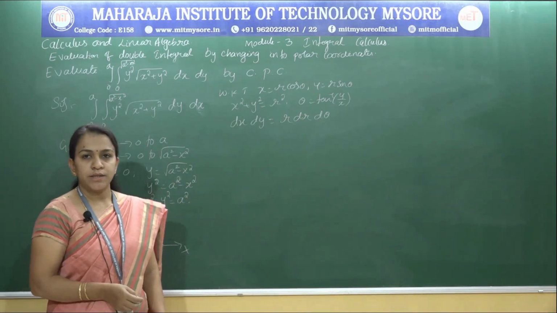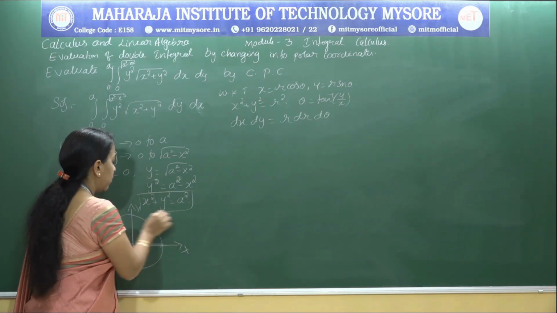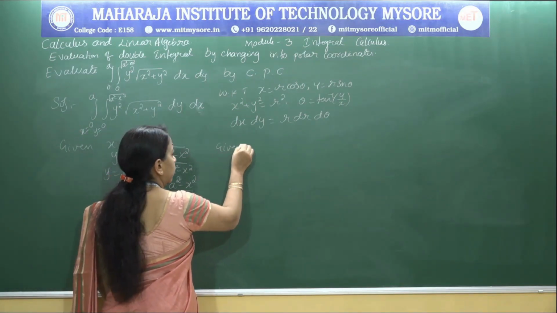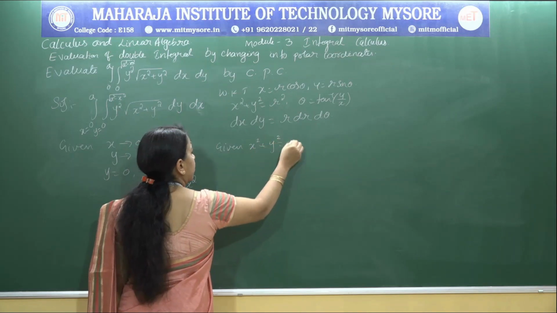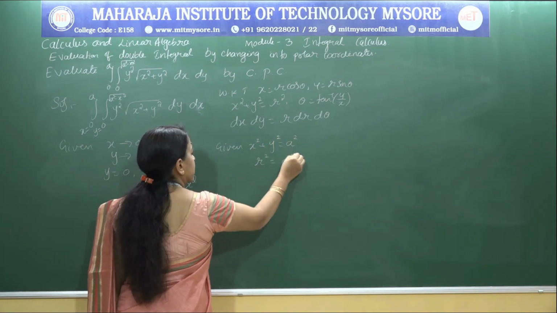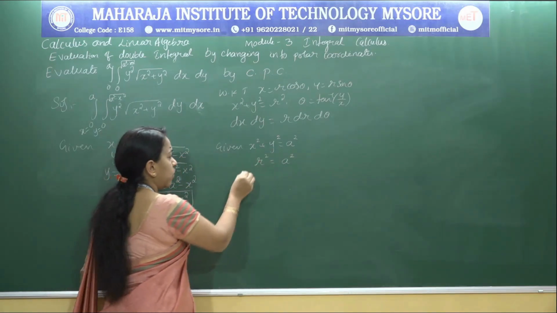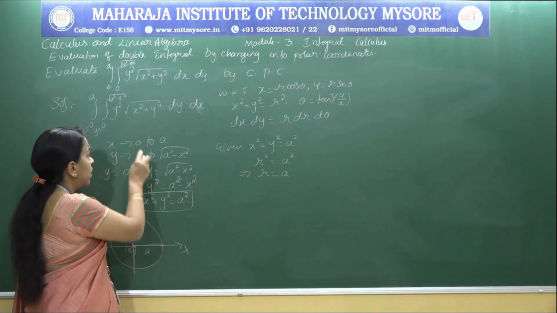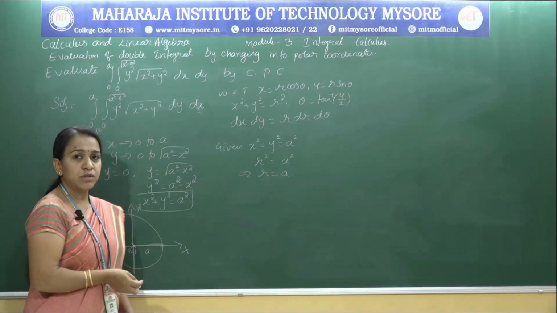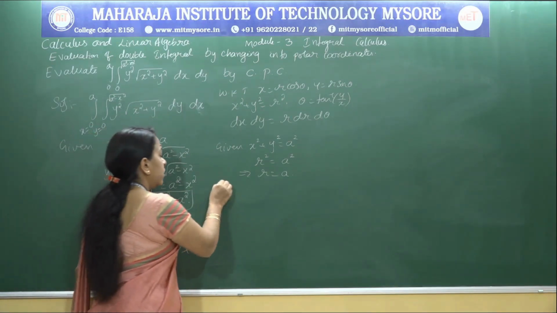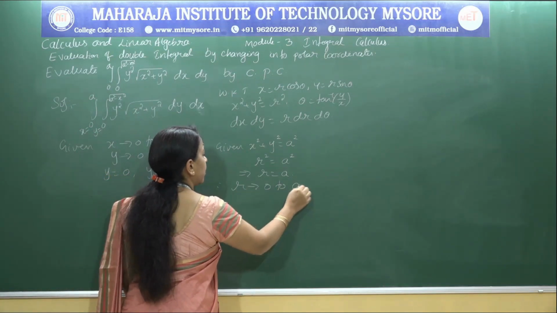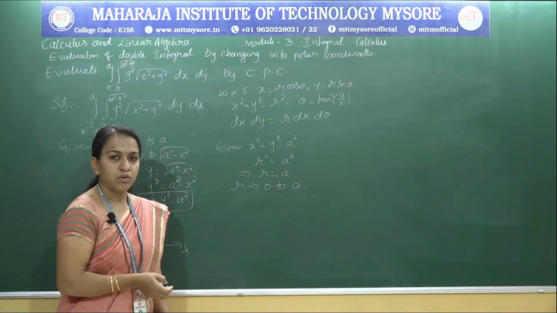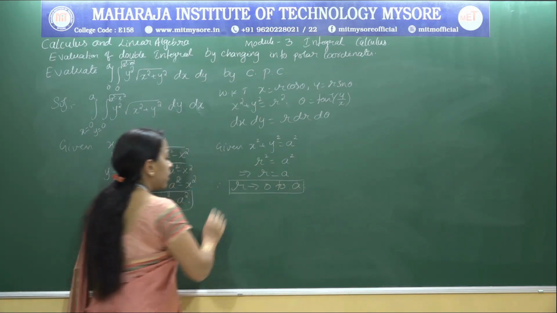So to find the limit of r and theta, we have x square plus y square equal to a square. Considering r square as x square plus y square, therefore r square equal to a square, which implies r equal to a. That is the first condition. Another condition: both x and y vary starting from 0, therefore r varies from 0 to a. If I replace x equal to 0 and y equal to 0, we get r equal to 0. So r varies from 0 to a.